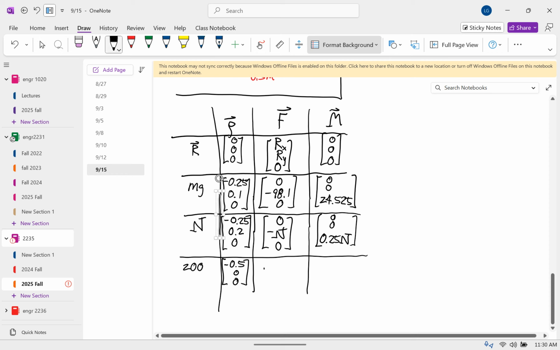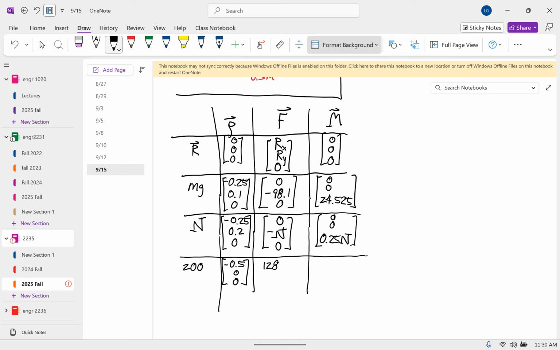And so this force is 128.56, 153.21, 0. And the cross product is negative 76.60. That's in the z direction. 0, 0, negative 76.60.